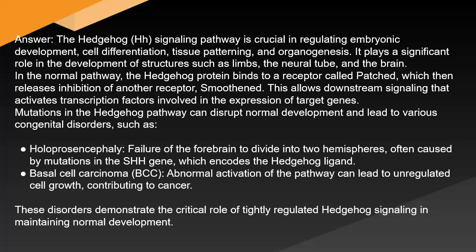In the normal pathway, the hedgehog protein binds to a receptor called patched, which then releases inhibition of another receptor, smoothened. This allows downstream signaling that activates transcription factors involved in the expression of target genes. Mutations in the hedgehog pathway can disrupt normal development and lead to various congenital disorders such as holoprosencephaly, failure of the forebrain to divide into two hemispheres, often caused by mutations in the SHH gene, which encodes the hedgehog ligand.